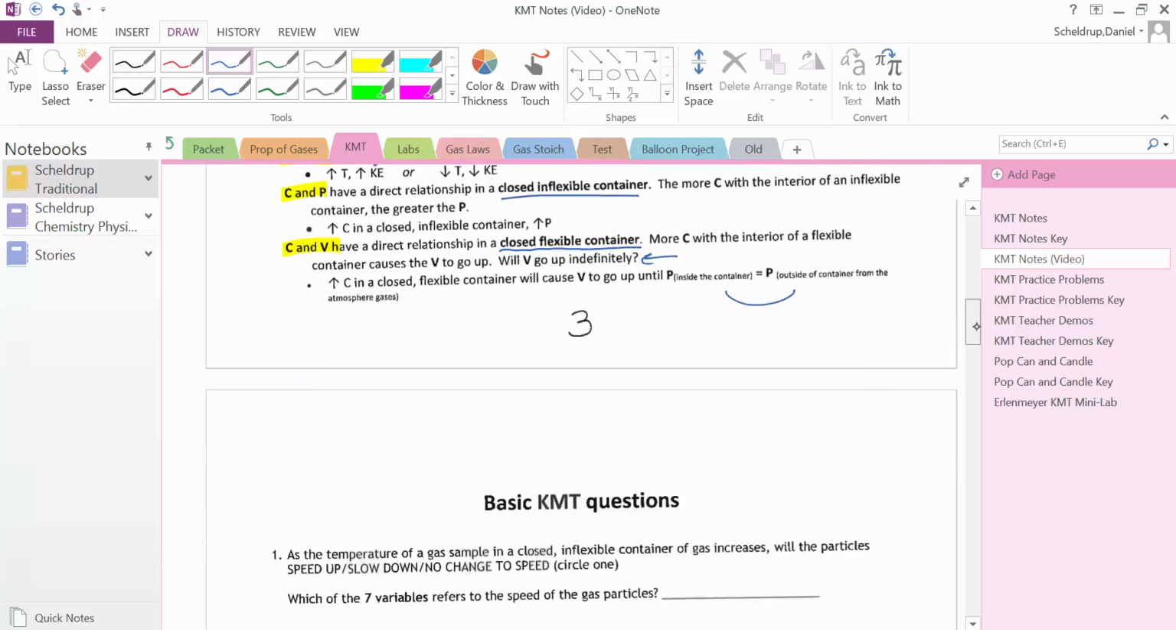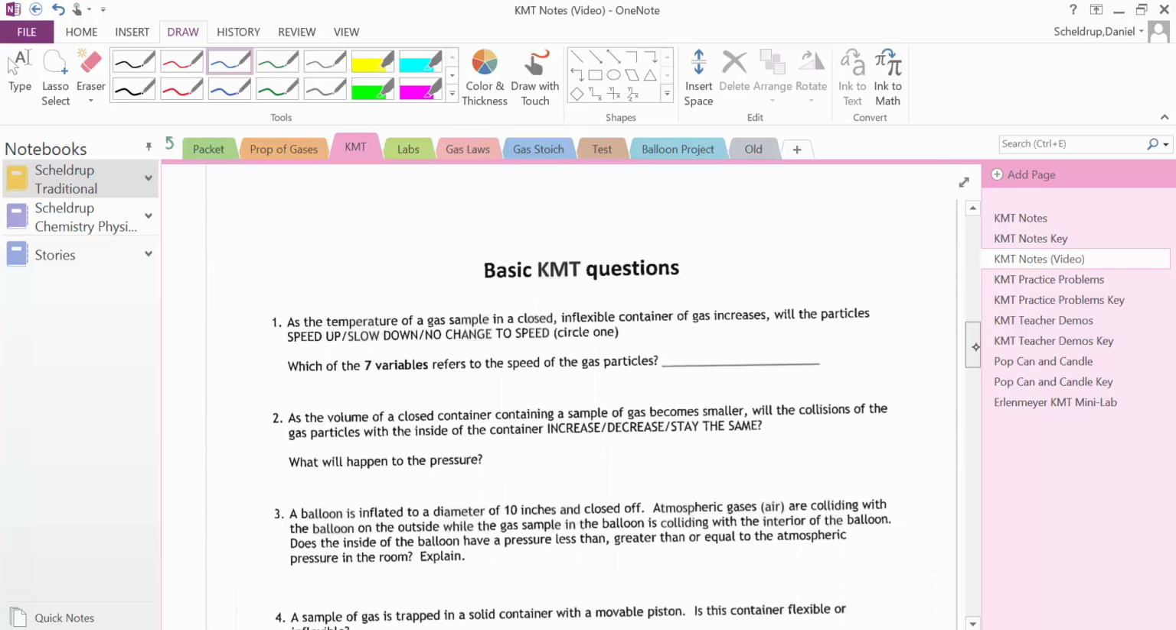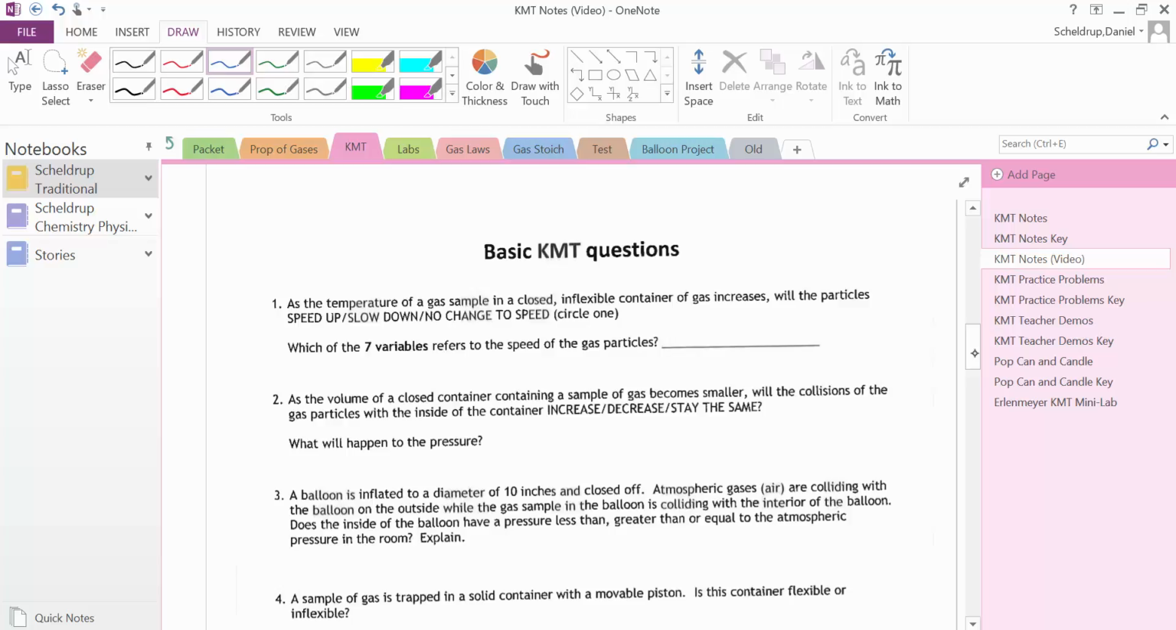If you flip over to the top of the next page, this gets at the idea of some of the basic relationships that we can look at. So it says, as the temperature of a gas in a closed, inflexible container increases, will the particles speed up, slow down, or have no change?